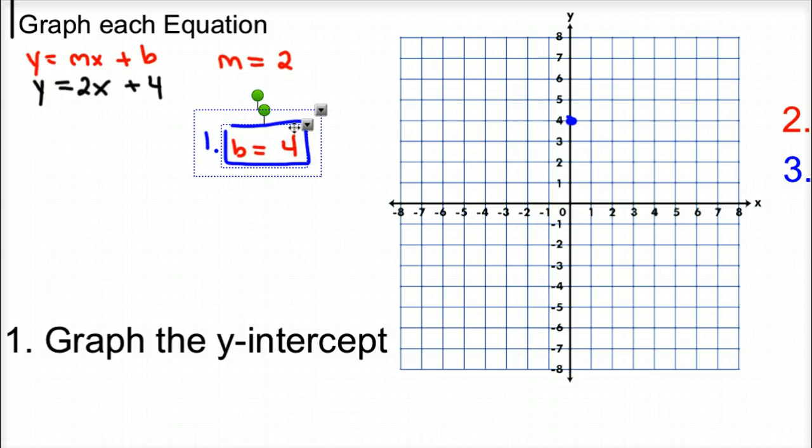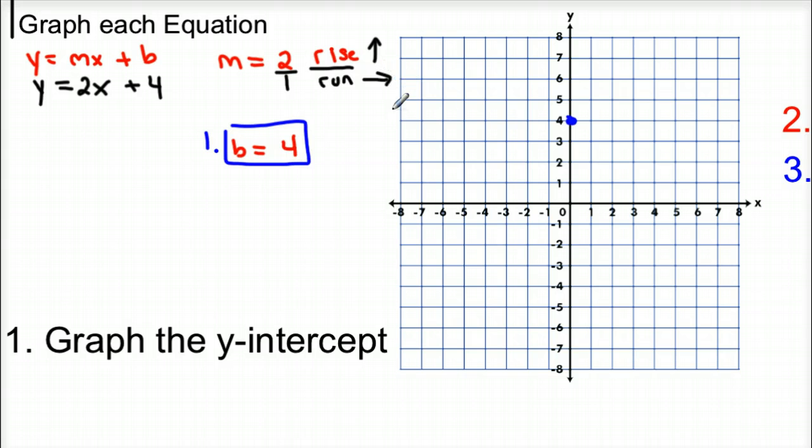That takes care of that part. Now, if my slope is a whole number, let's just put it over 1. Okay, for graphing purposes, let's put that over 1. So the 2 here represents the rise, and the 1 represents the run. So my 2 is positive, so I'm moving in an upward direction. My 1 is positive, so I'm moving to the right from my y-intercept.